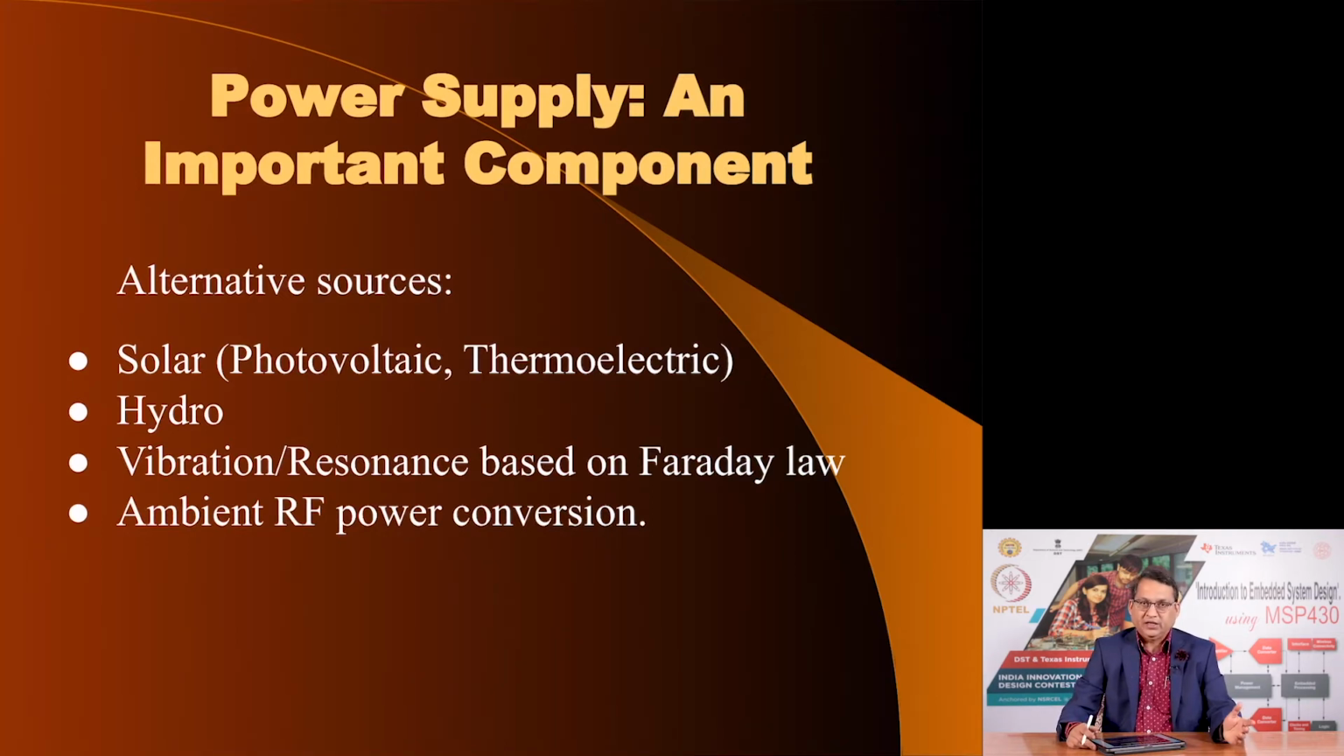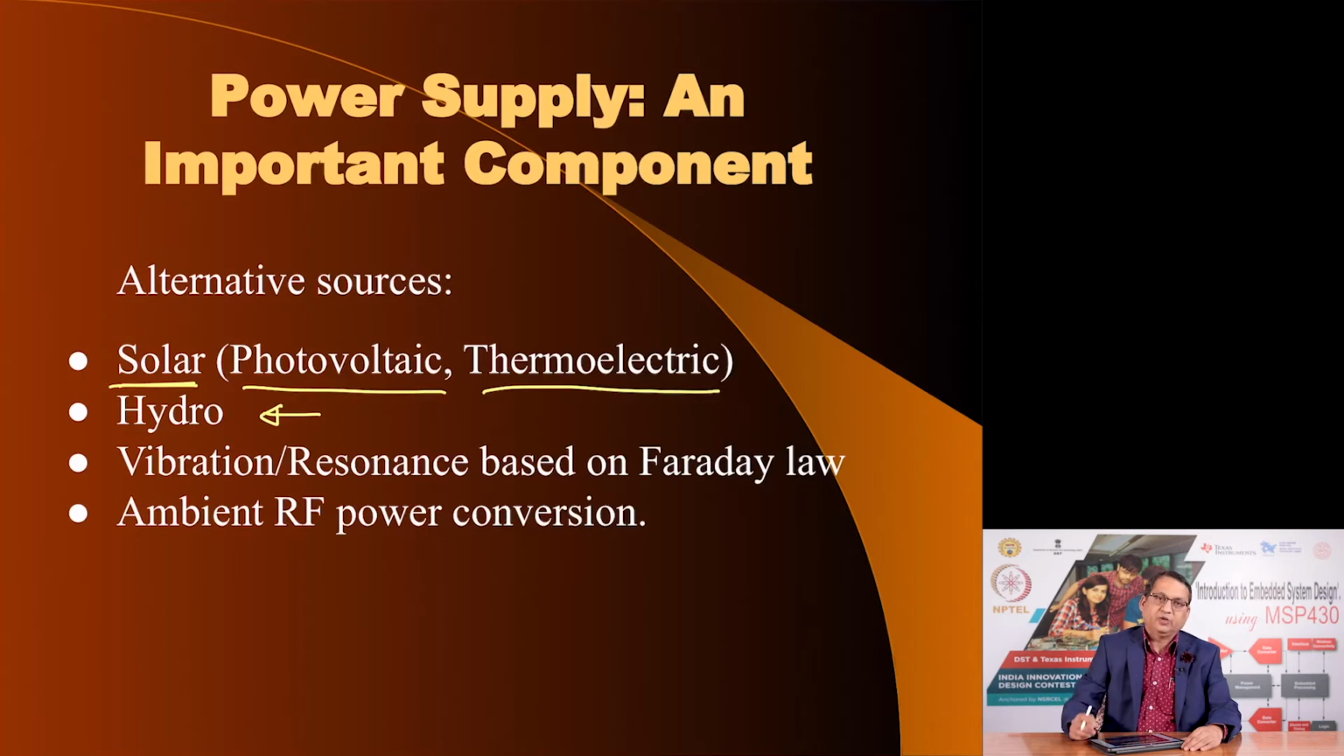The sources other than the grid power, which is available through the wall socket, that you could consider: is it solar? Solar itself is of two types. One is photovoltaic, which uses solar panels, solar cells, and the other is thermoelectric, which uses the temperature difference applied to a Peltier module to generate a voltage difference, and this could be used to power your embedded system. Another option could be hydroelectric, which means that your system is nearby a source of water which could run a dynamo or a generator.